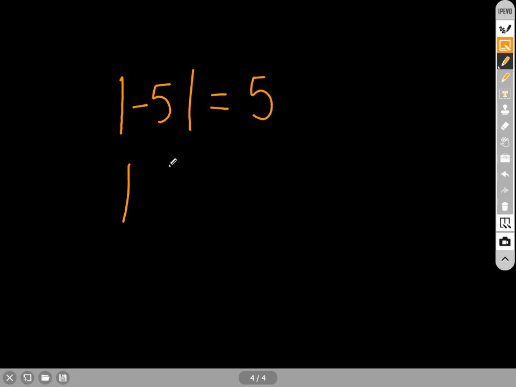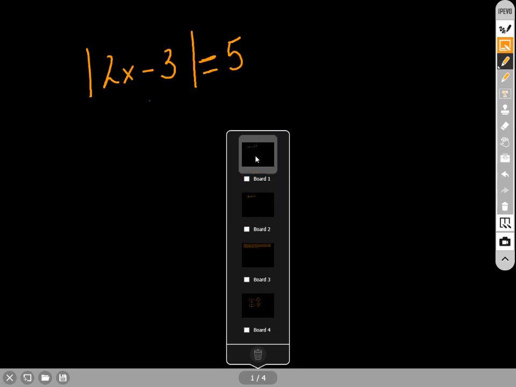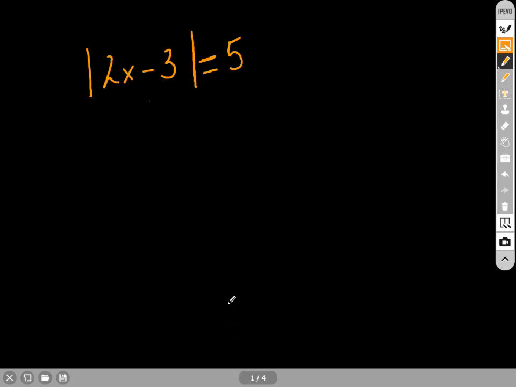So how far away is 5 from 0 on the number line? Well, it's also 5 units away. So there are two values that go inside of the absolute value that give us the same corresponding answer. They both end up with an answer of 5. So let's go back to this problem and try that.